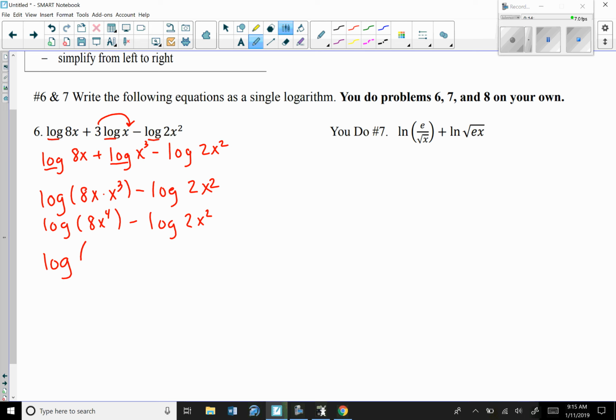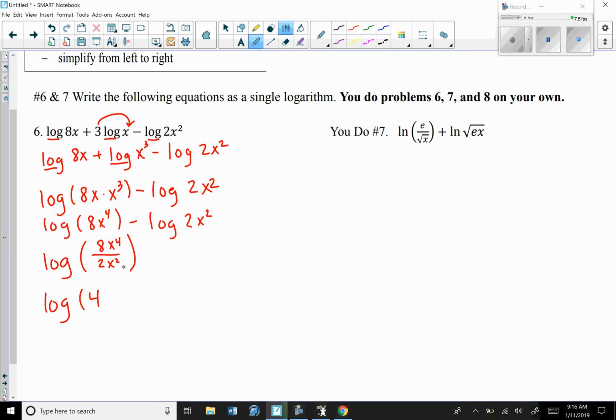So this would be the log of 8x to the 4th. The one you're subtracting goes in the denominator, so the argument here is 2x squared, so over 2x squared. And now we have written this as a single logarithm, and the last step would actually be to simplify. So 8 divided by 2 we know is 4. So this is the log of 4, and then x to the 4th over x squared.